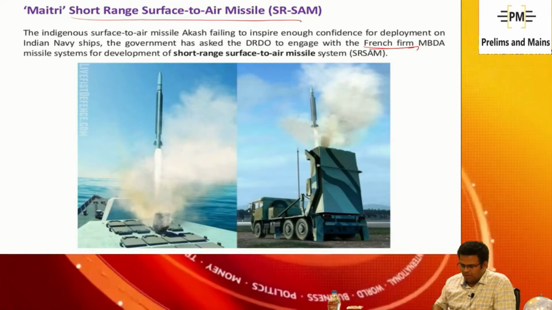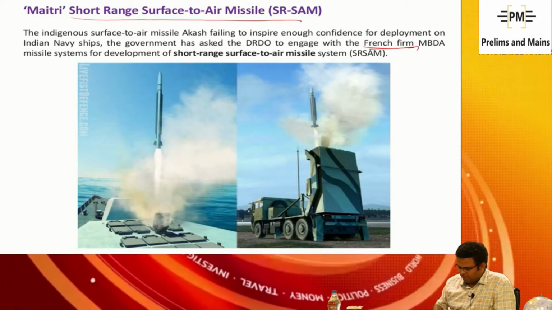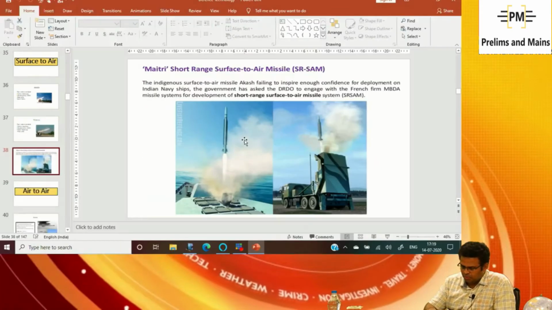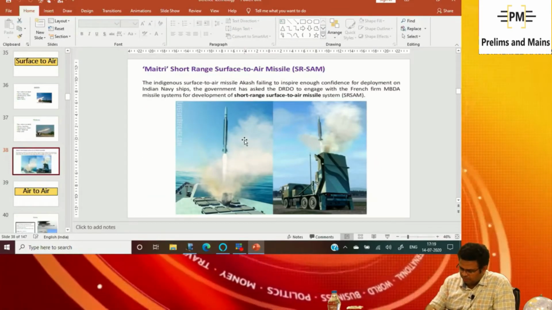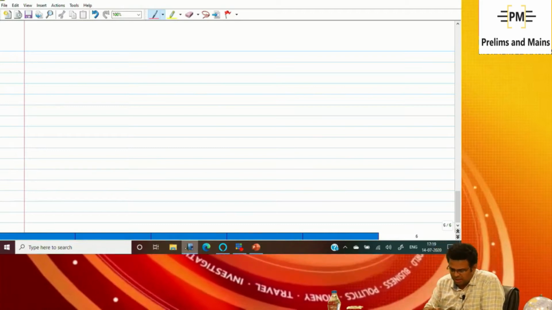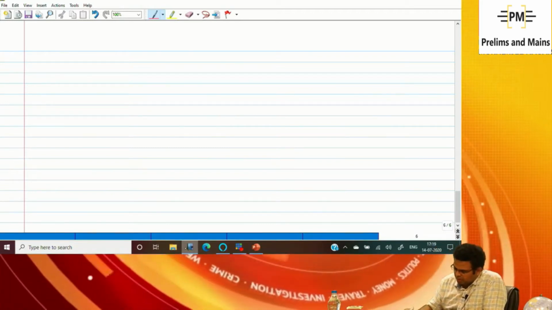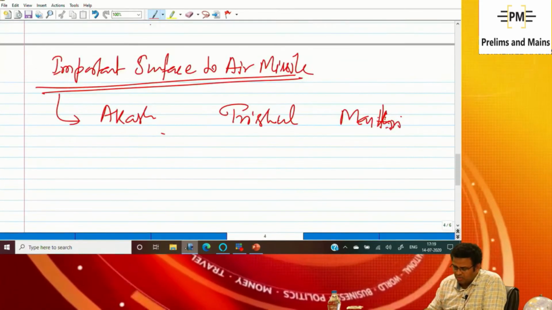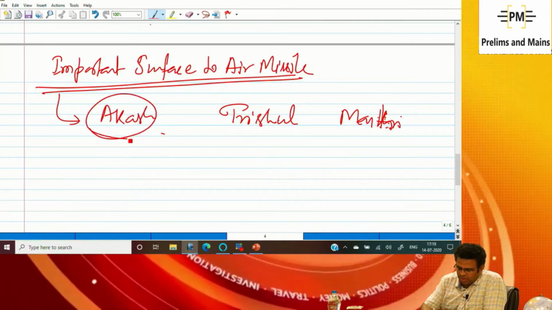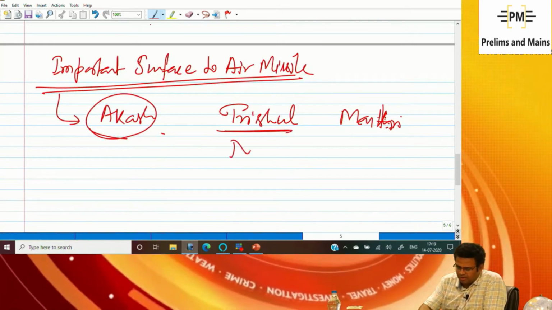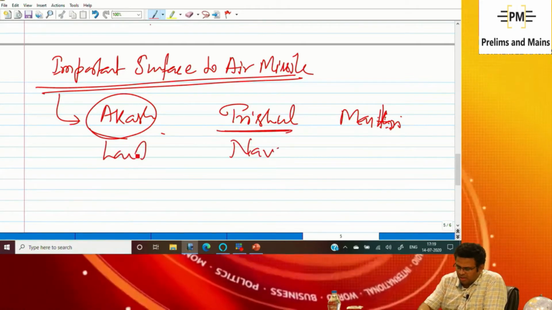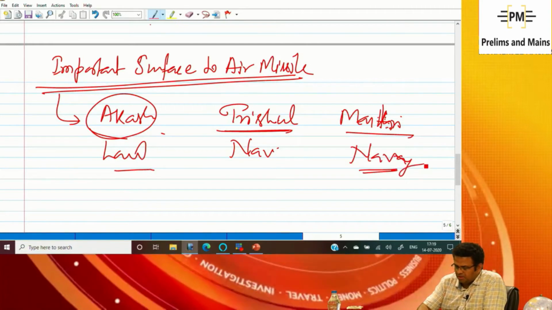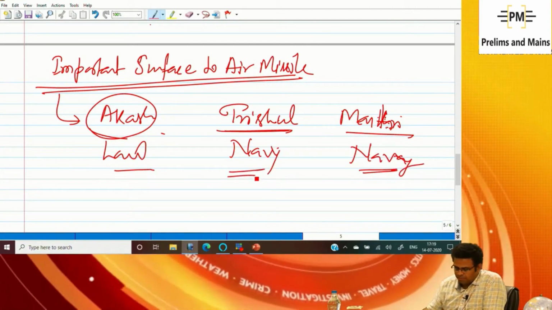So this way we have been able to see surface to air missiles: Akash, Trishul, Maitri. It is clear to you. Trishul is naval, Akash is right now land, and Maitri is also naval, in the naval force.